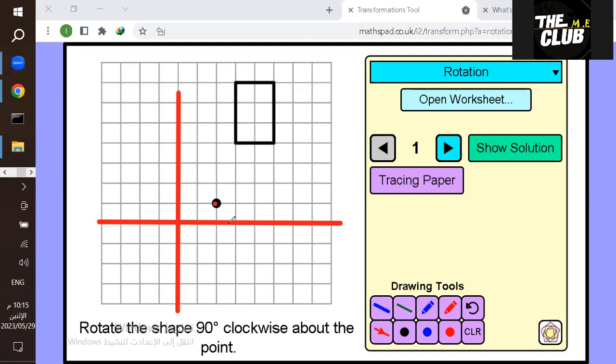Sometimes it gives it to you and sometimes it doesn't give it to you as a coordinate. You find the coordinates and then start doing your steps.